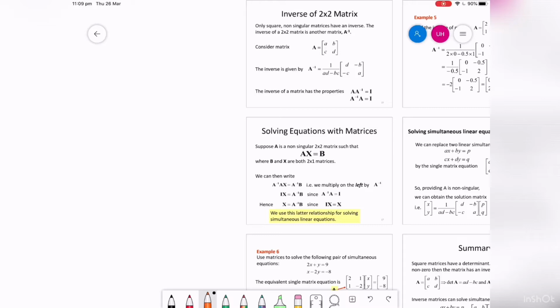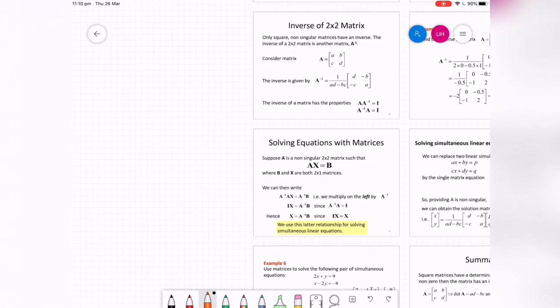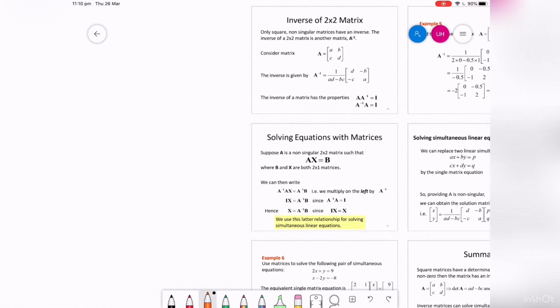Good morning, good afternoon. Right, so today in this lesson I'm going to explain how to solve equations with matrices, how to solve linear equations using matrices. Before I start with this, let's go back a little bit just to remind you of how to find the inverse of a 2 by 2 matrix, which we just covered last lesson.